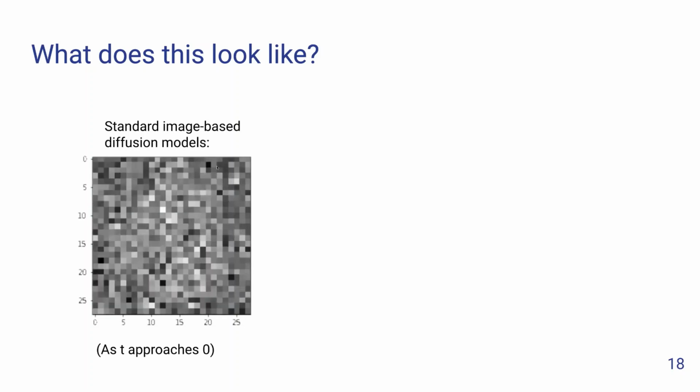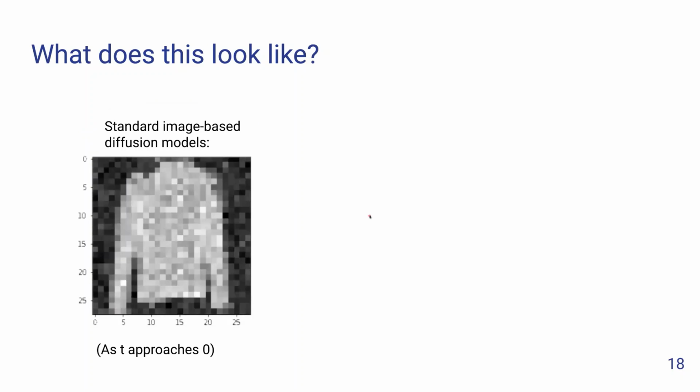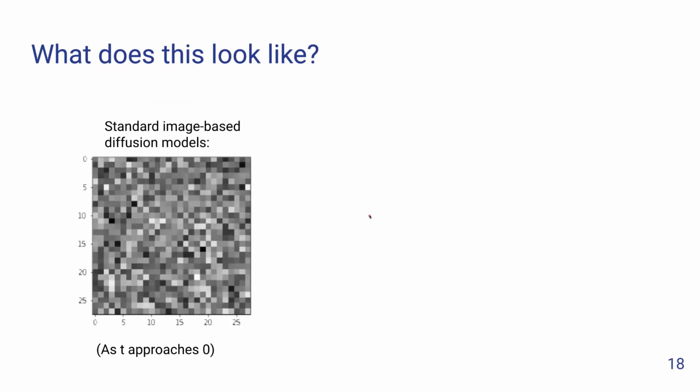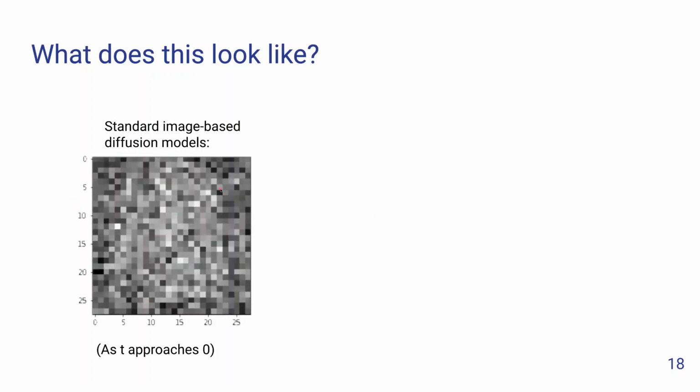So this is what a standard image-based diffusion model looks like. You can see that we start off with a bunch of incoherent pixels, and as t approaches 0, our picture becomes more and more coherent.